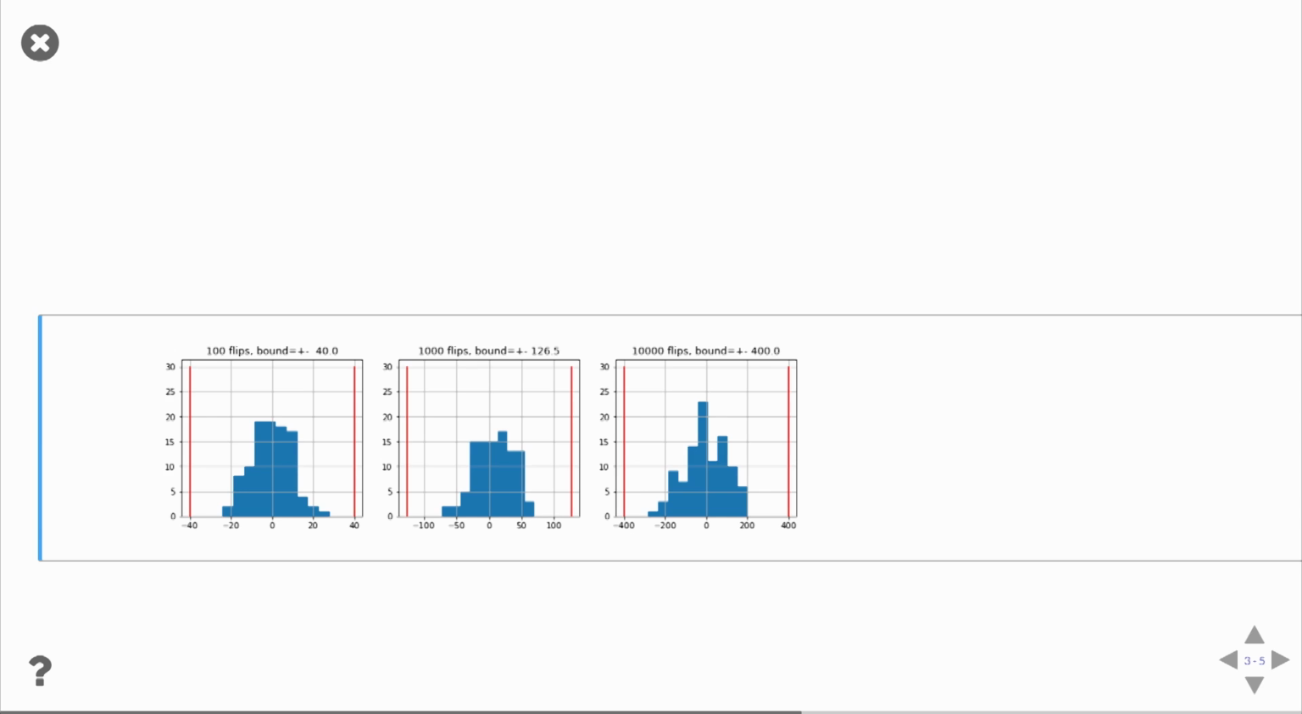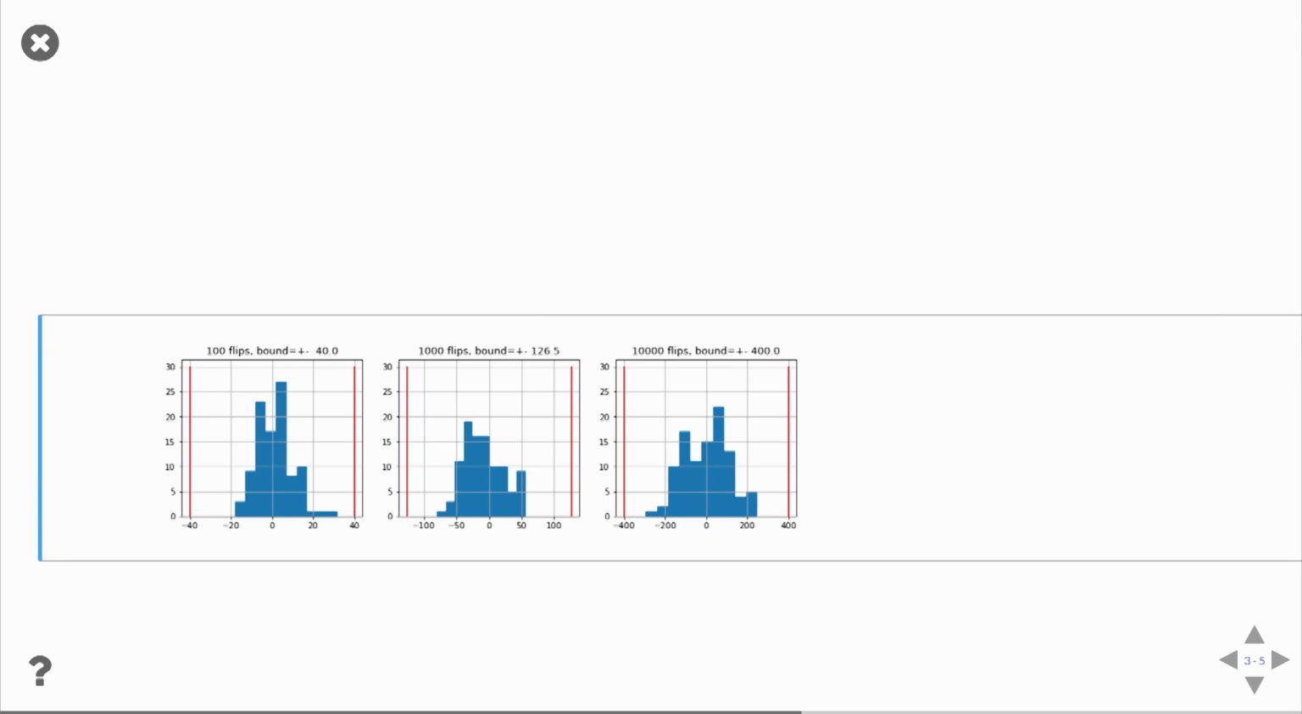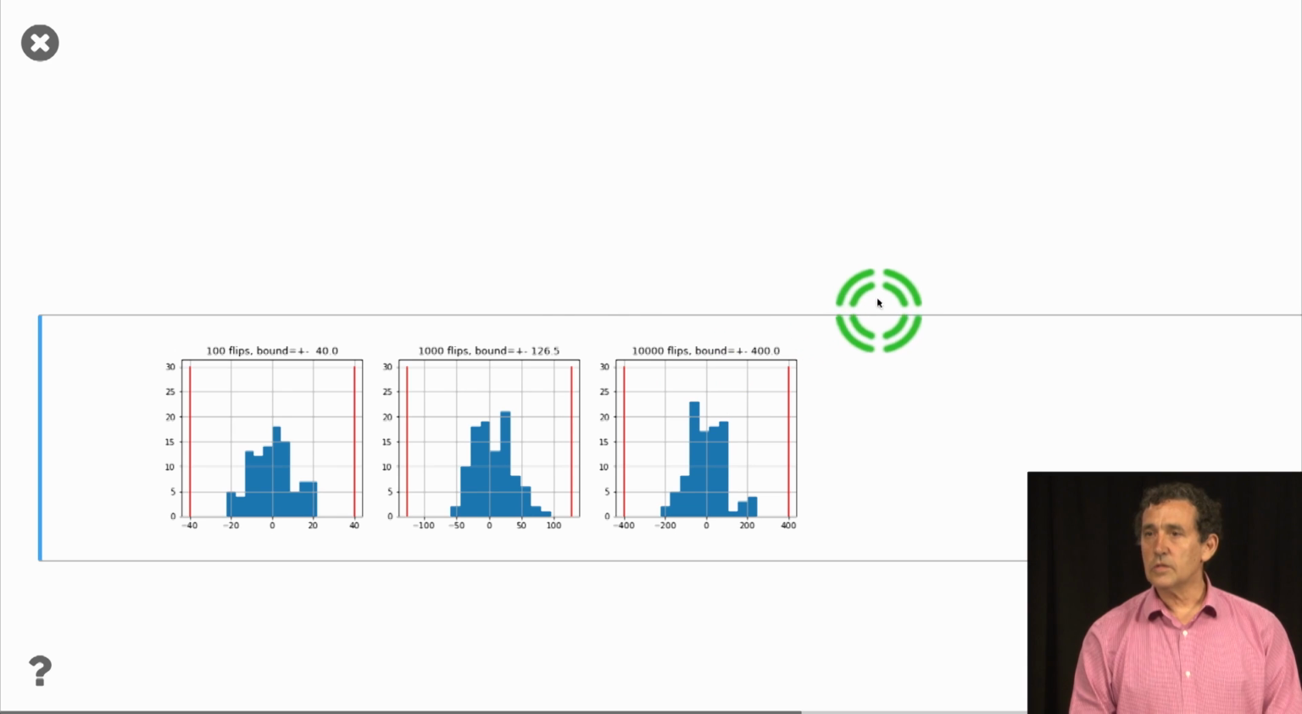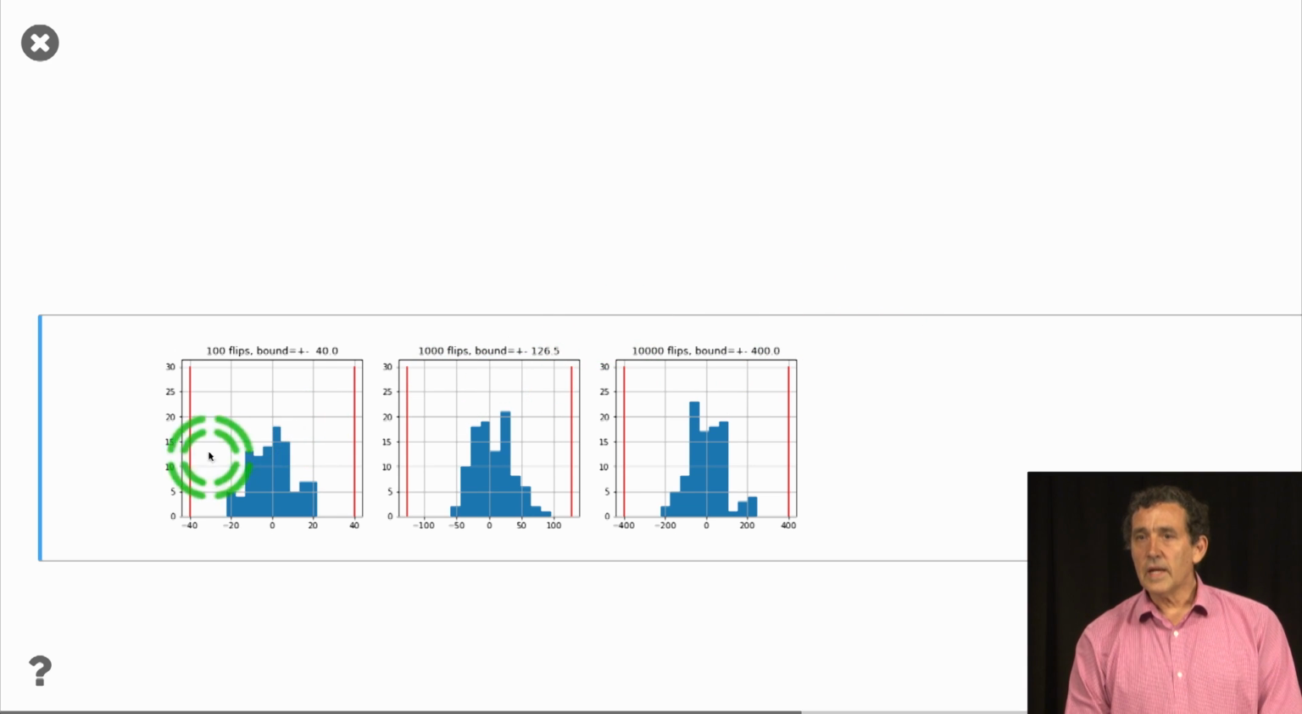And you see that, again, each time the distribution is somewhat different, but it never goes outside of the red bars. Okay? So that's consistent with what we said.